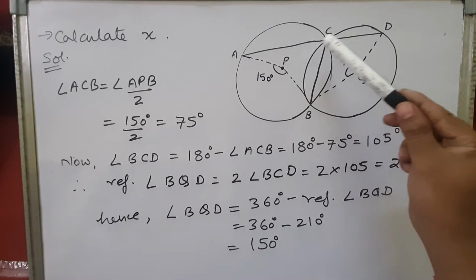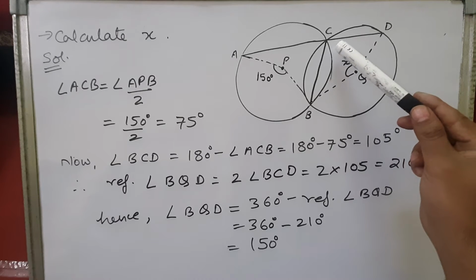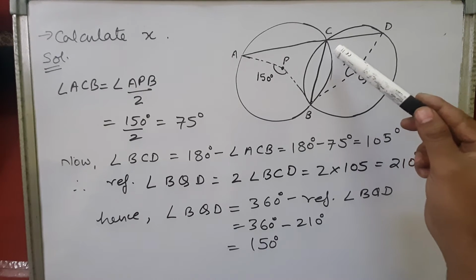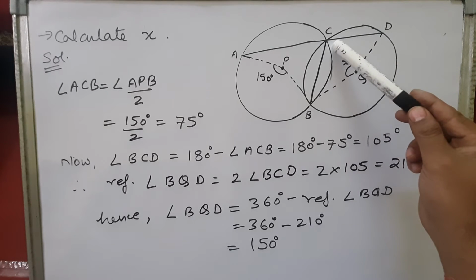So this angle and this angle will be supplementary angles. So angle BCD will be 180 degrees minus angle ACB. That is 180 minus 75, which is 105. So we got the value of angle BCD.